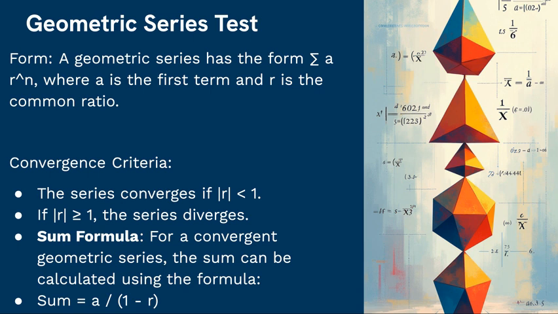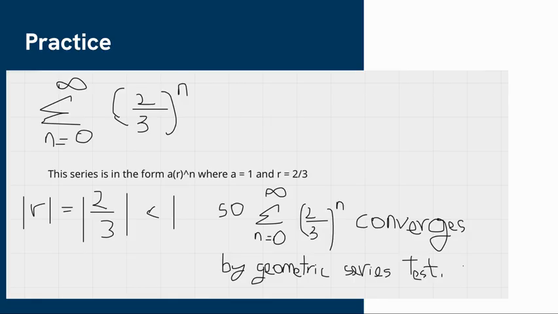Something you should know for geometric series is that they might ask you to find the sum of the geometric series, and you can use the formula a divided by 1 minus r to find the sum. So let me show you an example here.